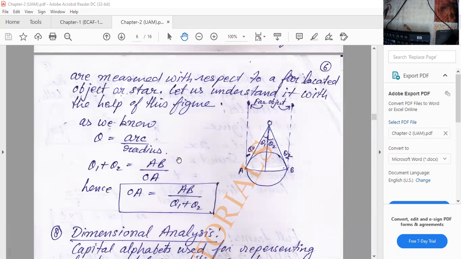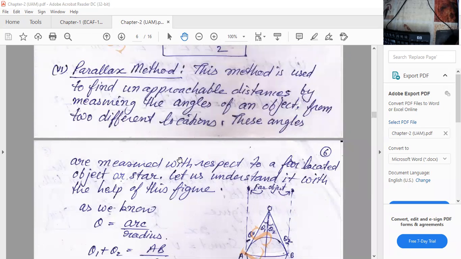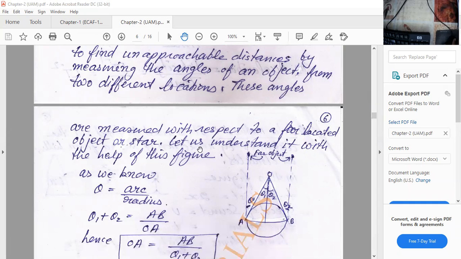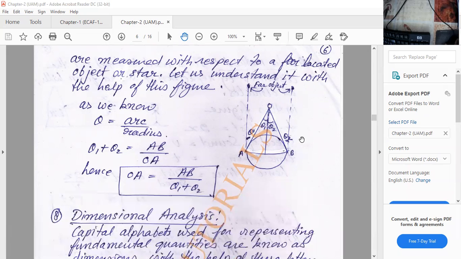So by this method of determining the value, we can calculate either the diameter or the radius, whichever is unknown. This method is known as the parallax method. If we now read it, this method is used to find out unapproachable distances by measuring the angles of an object from two different locations. These angles are measured with respect to a far located object or star. Let us understand with the help of this figure. So now I think this is clear to you.